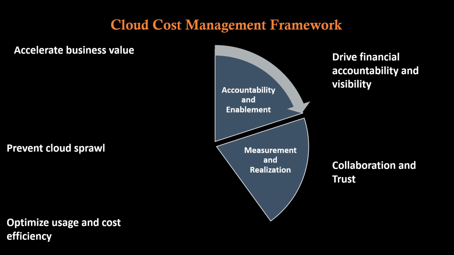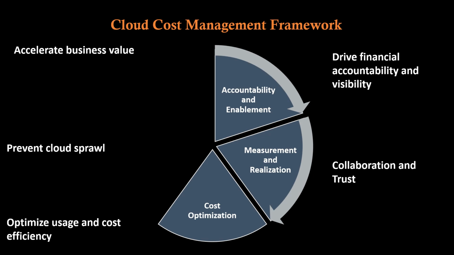Measurement and realization. The second pillar focuses on developing key business value metrics and KPIs to measure success of transformation. It could be a digital transformation or it could be a business transformation that you are trying to achieve via cloud transformation. And sometimes we see customers start with a set of cost optimization metrics and slowly shift to more unit economics or business value metrics such as cost per transaction or cost per customer served.